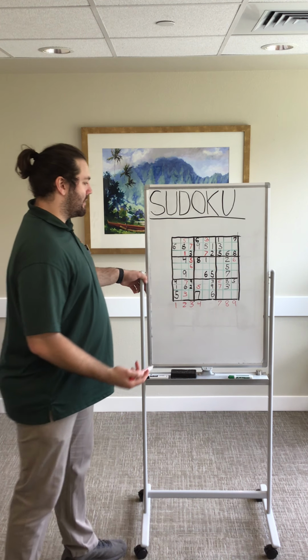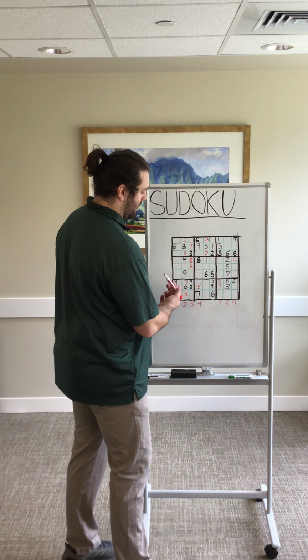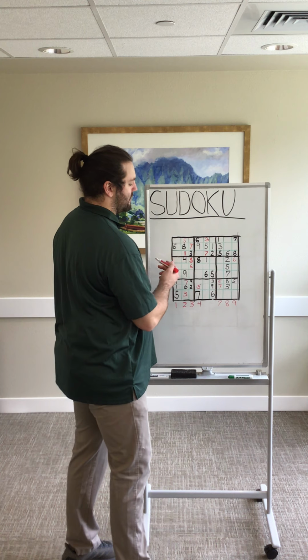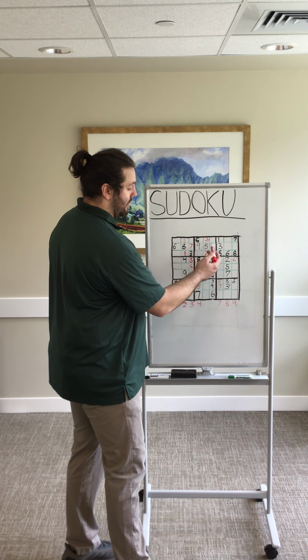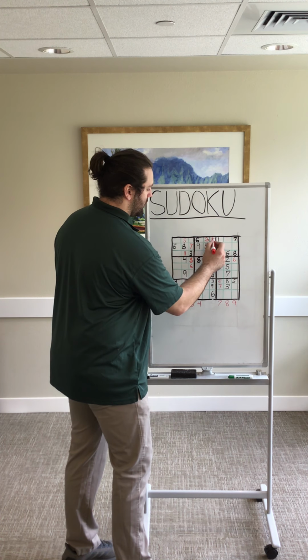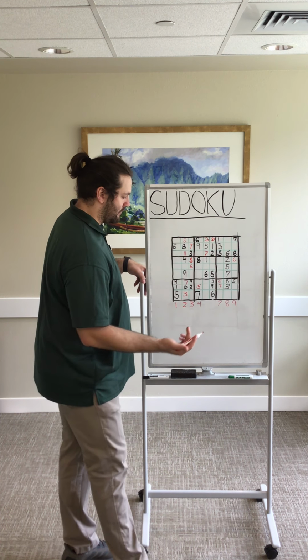So moving on to the 8s, let's start with the top 3 blocks. Going horizontal, can't be that one. It can't be any of those. Has to be this one. Top 3 blocks are done.